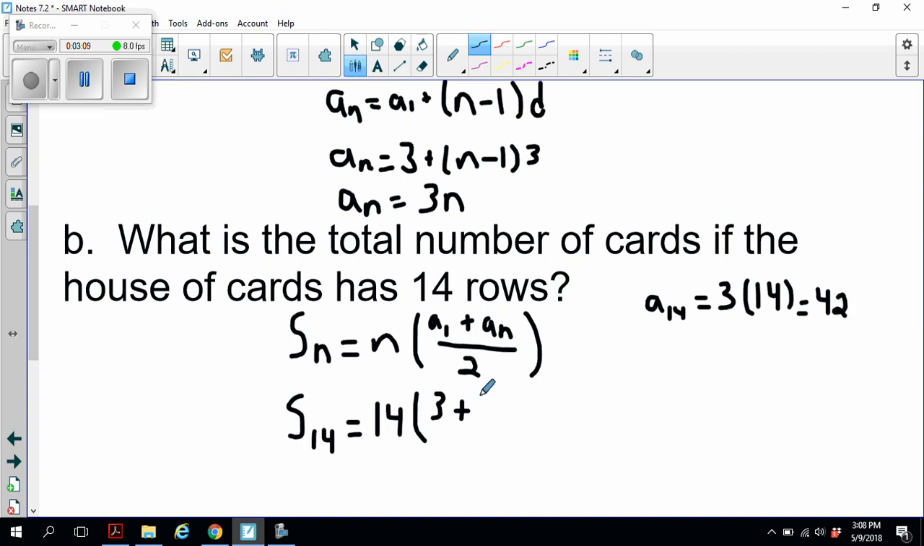So we have 3 plus 42, and once again, we divide that by 2. You can do the calculations here. After you've done all the calculations, you should get 315 cards. So that is the total amount of cards for the first 14 rows.